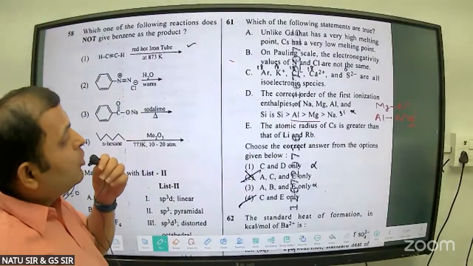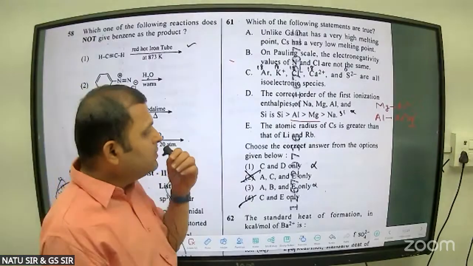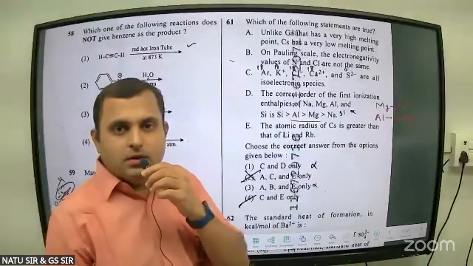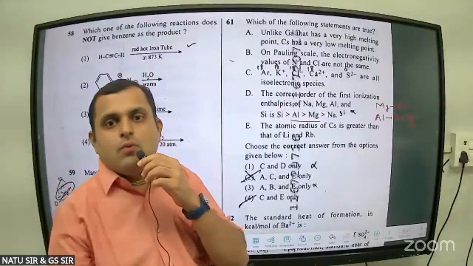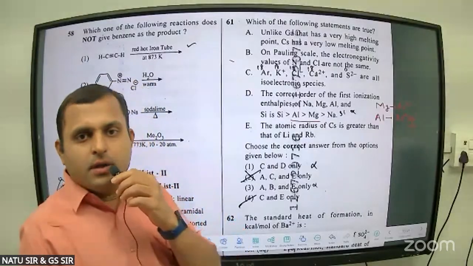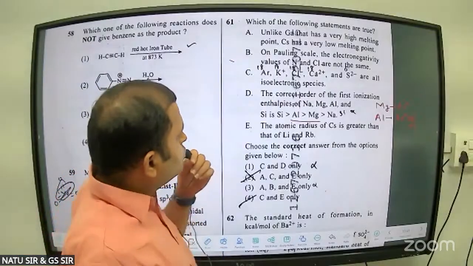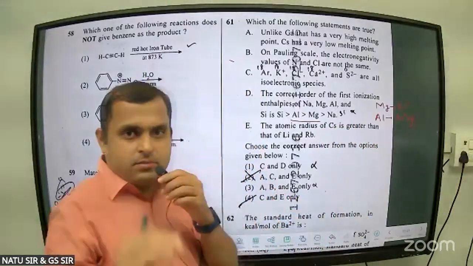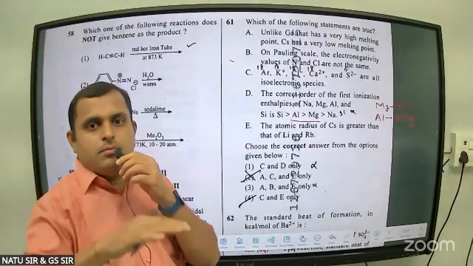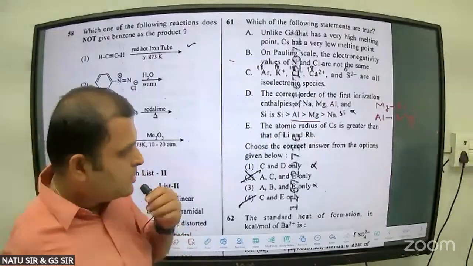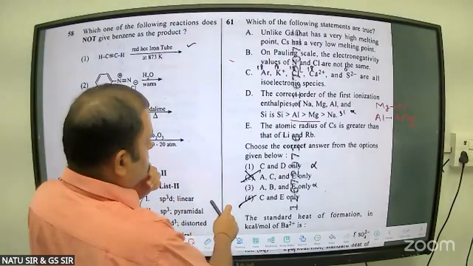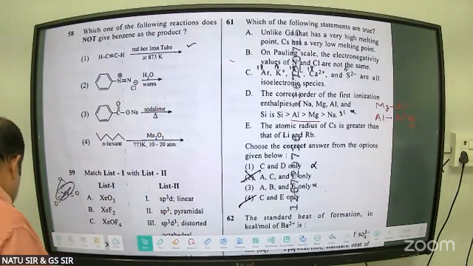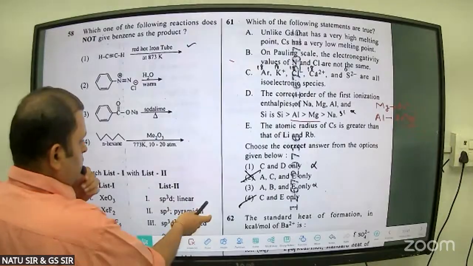And then the atomic radius of cesium is greater than that of lithium and rubidium. First of all, these three elements belong to group 1, alkali metals. And as we move down any group, generally atomic radius increases. So here atomic radius increases from lithium to rubidium to cesium. Cesium comes at the bottom: lithium, sodium, potassium, rubidium, cesium, right? So that is wrong. So our answer will be option C and E are correct. So option 4, right? 61.